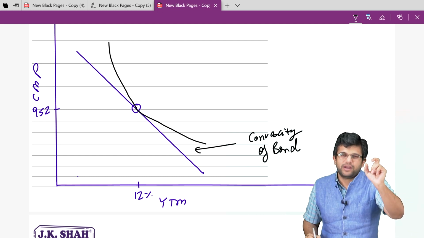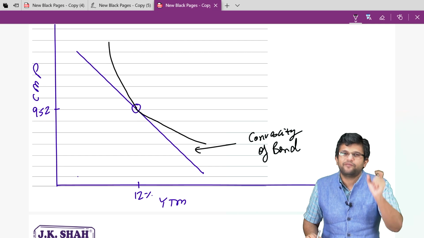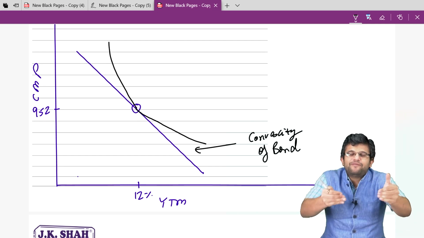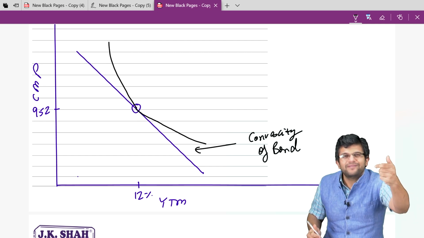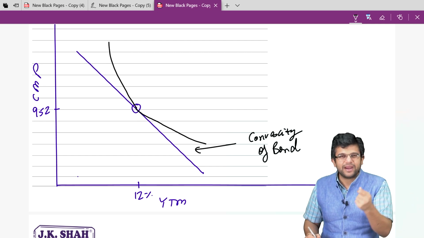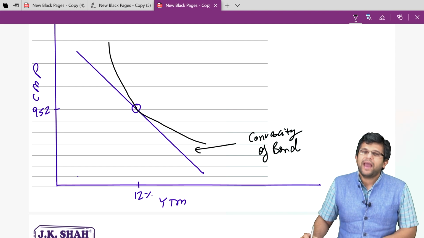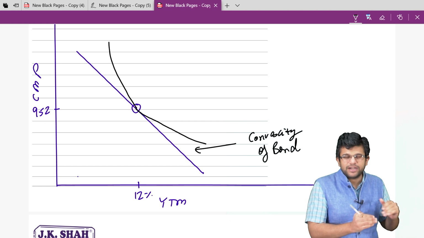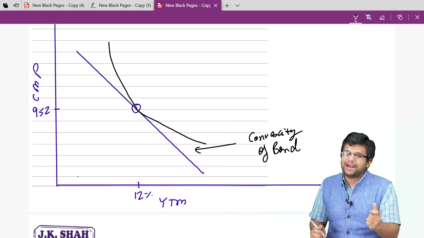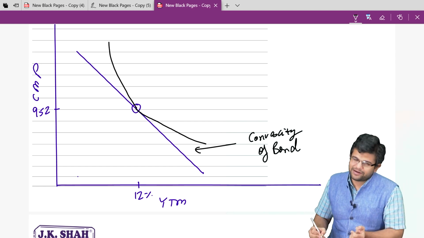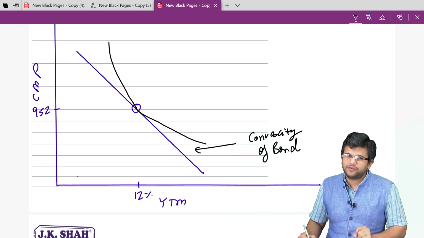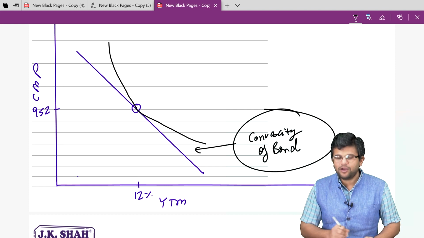So 2.45, yes, 2.45 is the volatility at 12% YTM, but at 13, at 14, at 15, this 2.45 also will be changing, right? It will keep changing at every unit change in YTM, and therefore, children, that assumption that the 2.45% change will be fixed throughout is slightly wrong, which is why the blue line is slightly wrong and the black curve is the right curve. And this curve, children, is called the convexity of the bond.